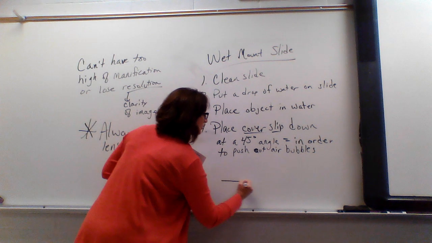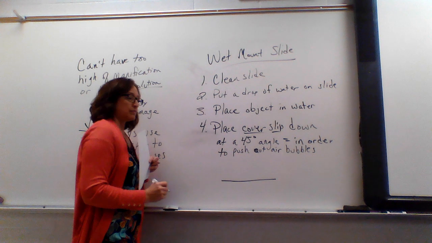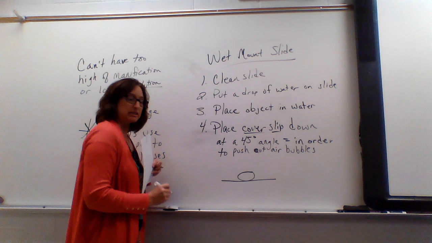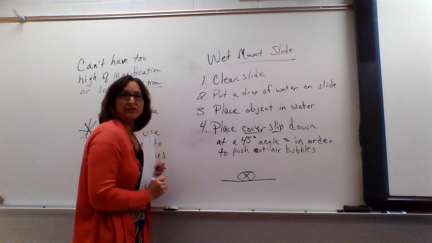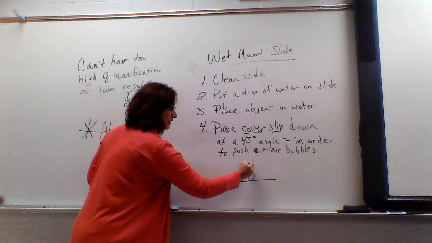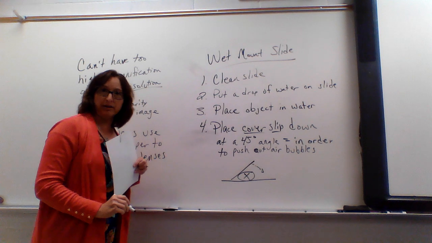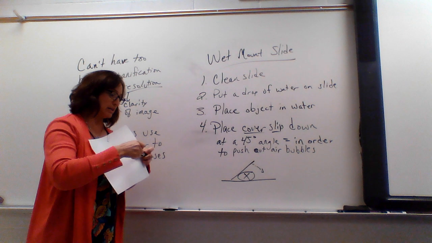So just let me draw a picture real quick. If this was your slide, you put a drop of water on the slide. Second step, you put your object in the water, and then you place your cover slip down at a 45-degree angle. And that's how you make a wet mount slide.